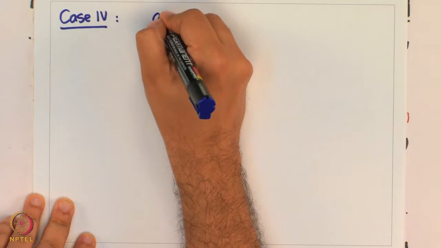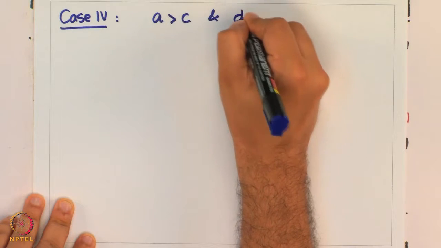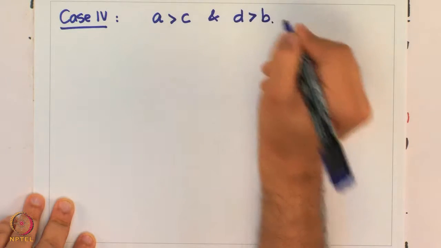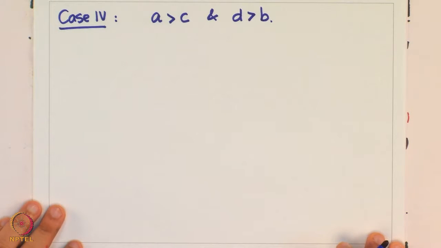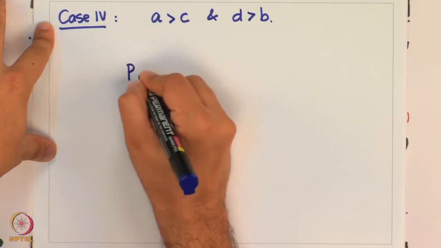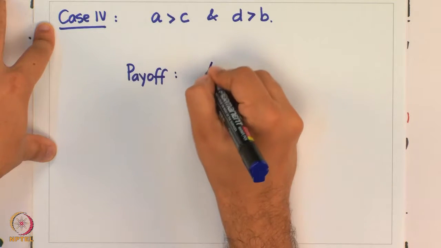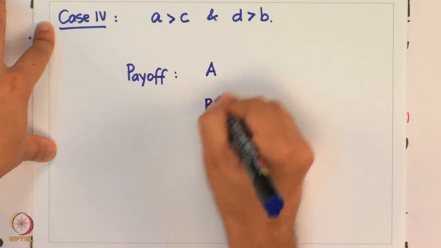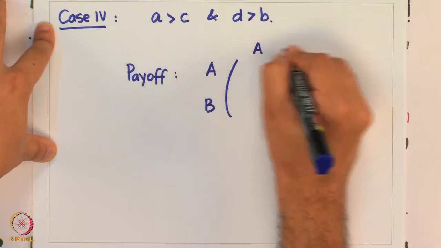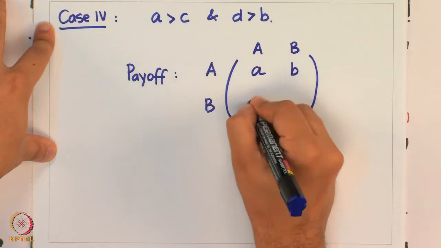So, this is case 4, and this says that A is greater than C and D is greater than B. I am not going to do the complete analysis of the system, but we are just going to make some intuitive arguments about what is happening in this system, by looking at the payoff matrix. The payoff matrix here suggests that, so these are competing strategies, and then the payoff is just A, B, C, D.